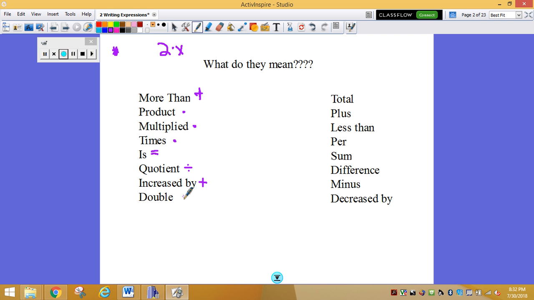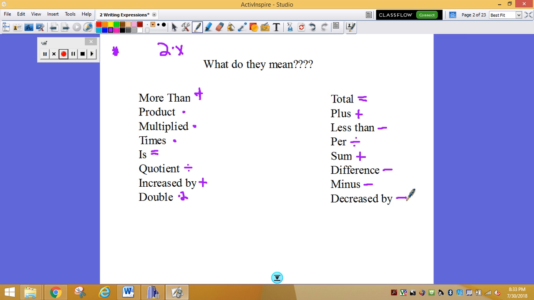Double. This is a tricky one. I might write this off to the side somewhere. Double means you're going to multiply by 2. So if I say m doubled, that would be m times 2. Total means equals. Plus means to add. Less than means subtraction. Per, and this is another kind of hard one that a lot of you probably don't see. Per means divide. Sum means to add. Difference is subtract. Minus is subtract. And decreased by is subtract.